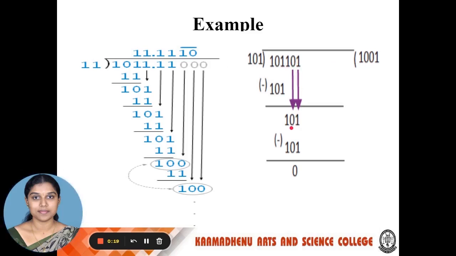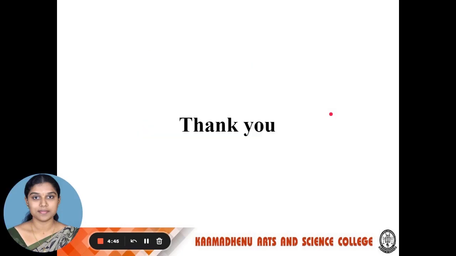The 10 also cannot be divided by 101, so again I added a 0. Next I took 1 and added it here. So here 101 can be divided by 101. Next the operation will be 1 into 101, which is 101. The remainder is 0, and the quotient is 1001. So this is how we do division in binary format. Okay, thank you.